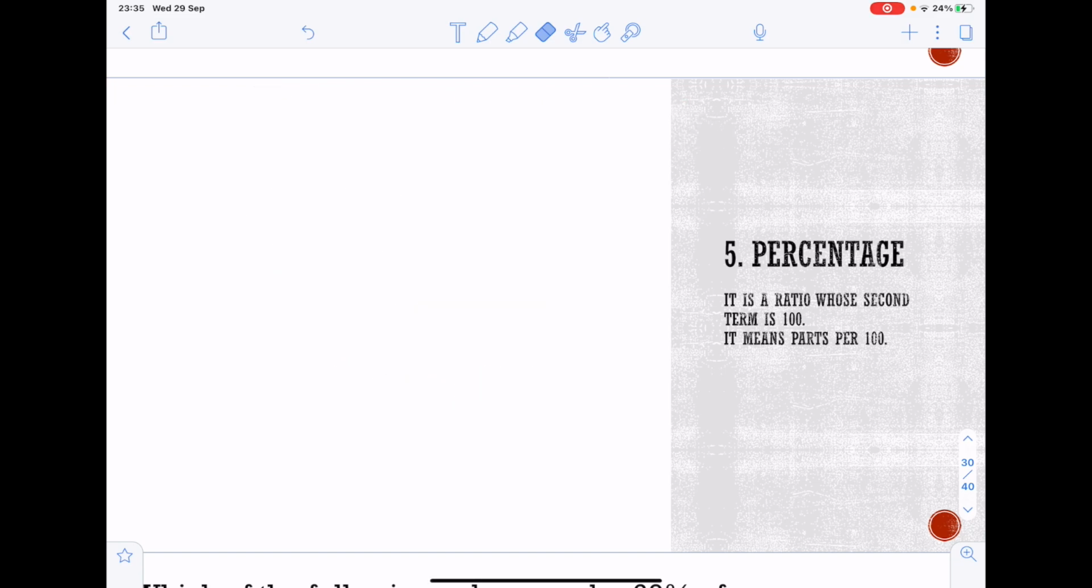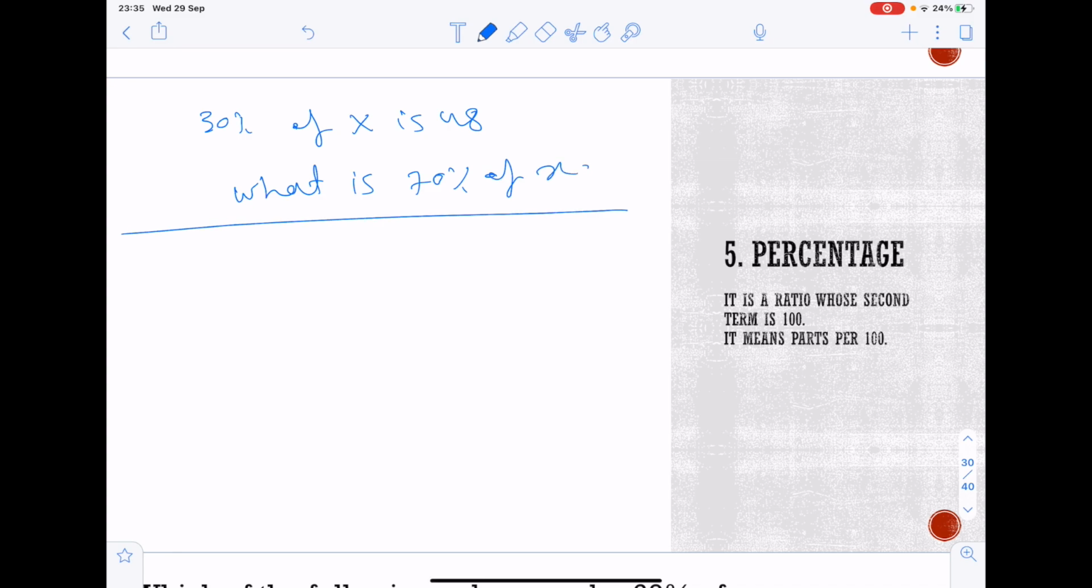We have, if 30% of number x is 48, then what is 70% of that number? Okay, so let's write this in a formula. So 30%, that means 30 out of 100. Of means times x, as means equal 48. So first we have to find x. What is x? So x here equals 48 times 100 over 30.